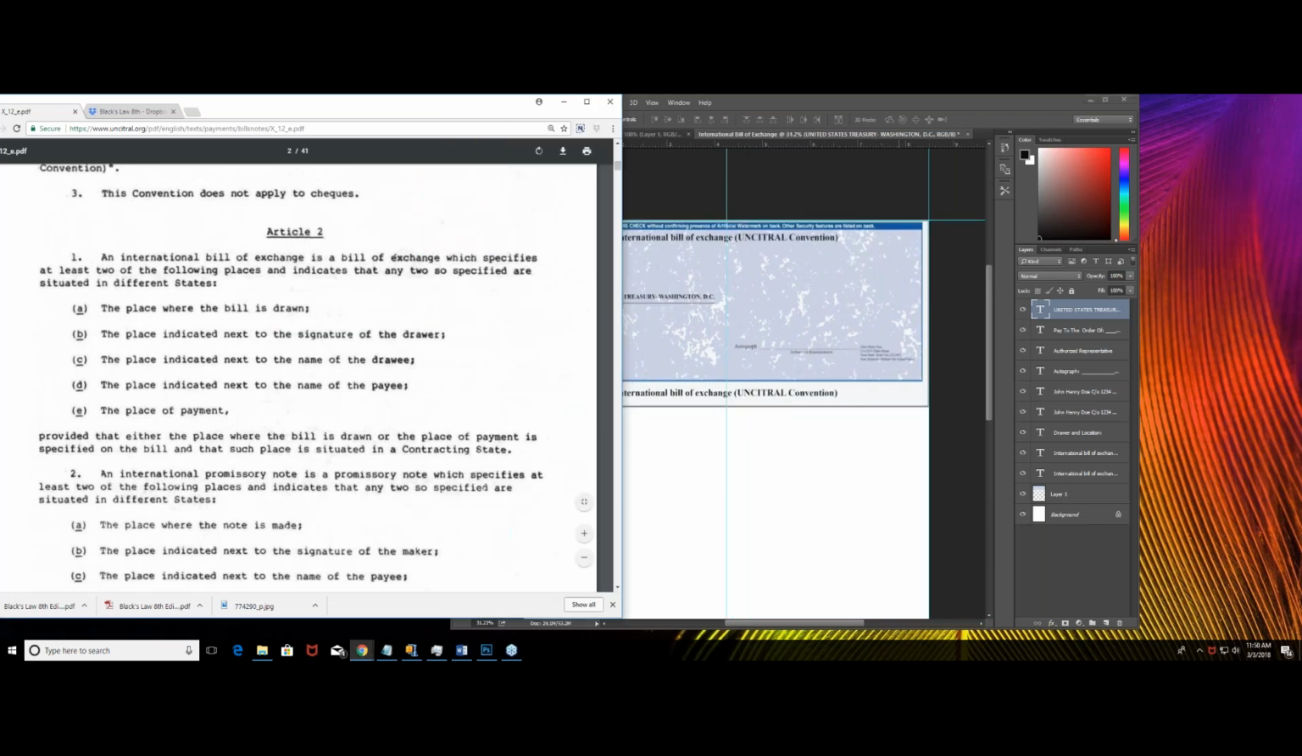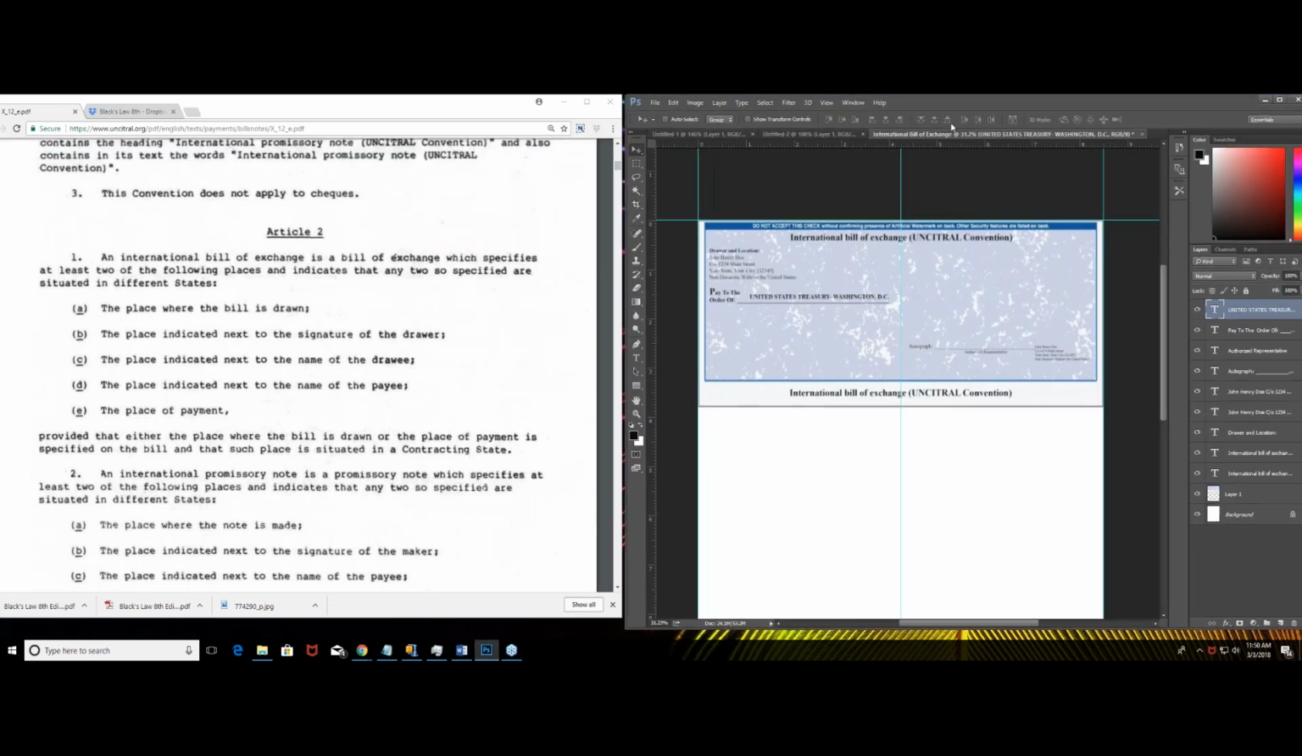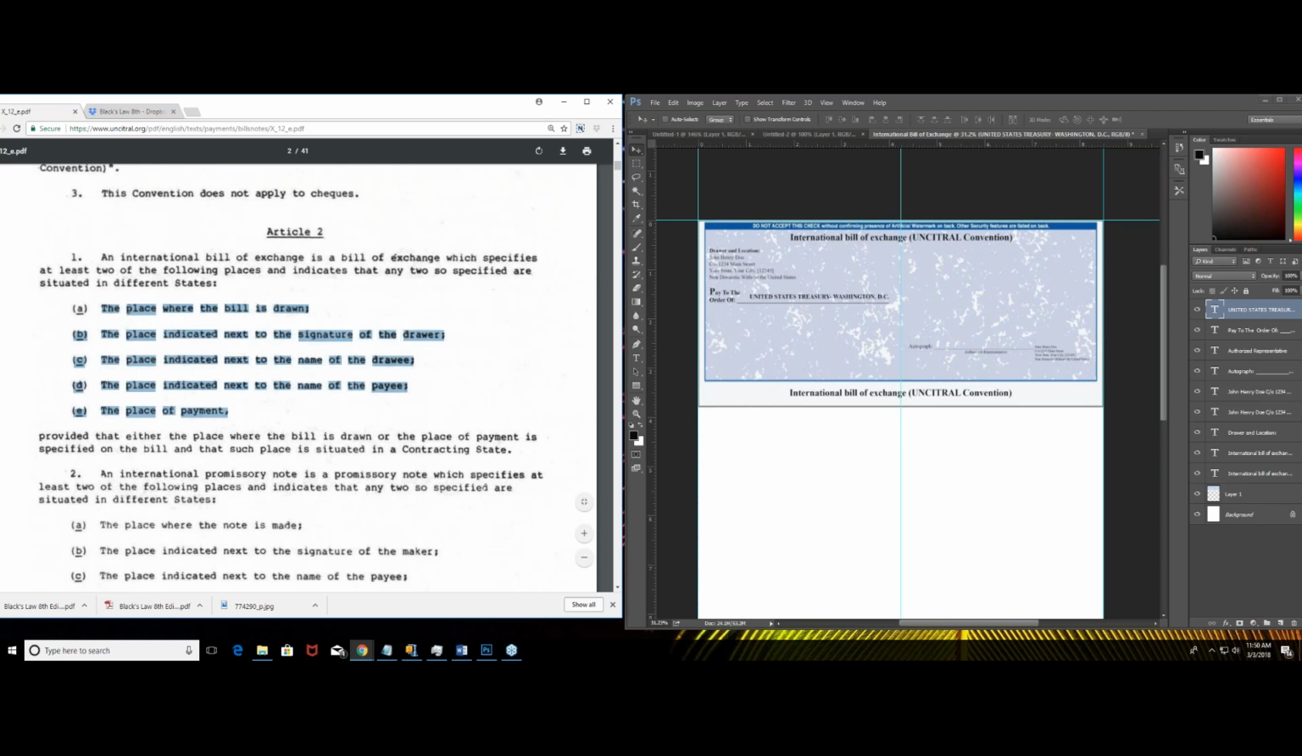All right, over here in our articles and so forth. Let me pull this back over here. The place where the bill is drawn, right there. The place indicated next to the signature of the drawee over here. The place indicated next to the name of the drawee, which I haven't gotten to yet. And the place indicated next to the name of the payee, right there. And the place of payment. You don't have to have all of these. All you need is two. Sometimes I'll just put all of them on there just to cover my bases. But you don't have to have all of them. All you need is two to have the necessary elements for it to fall under this particular convention, these articles and so forth.